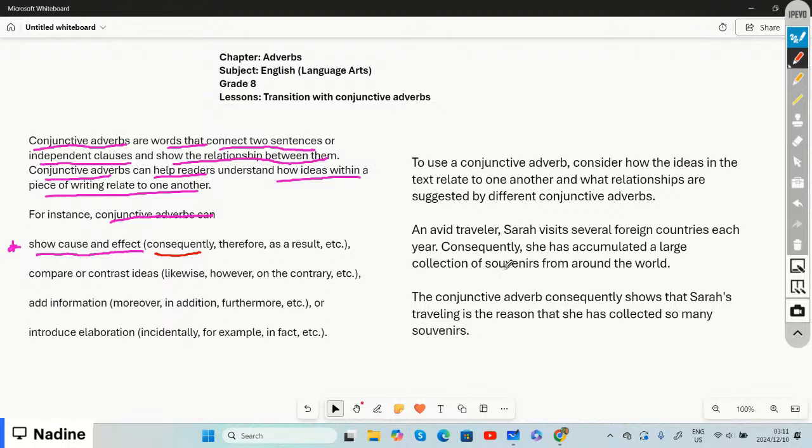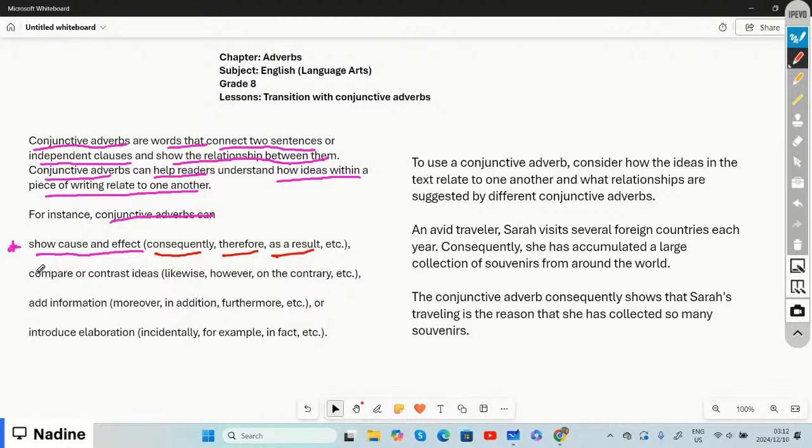We also use words like therefore, as a result of, and so on. That is now basically to show either cause or to show effect. Consequently, therefore, as a result of. So these are words that we can use to basically show the relationship between the sentences.